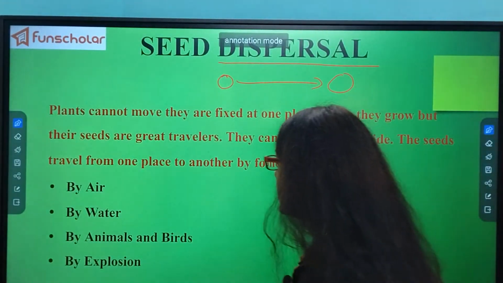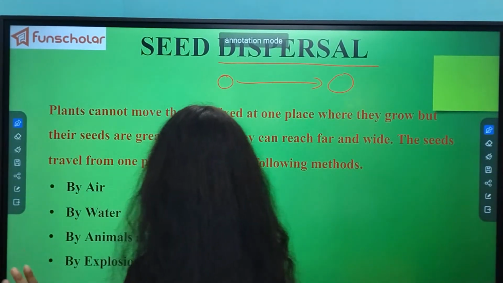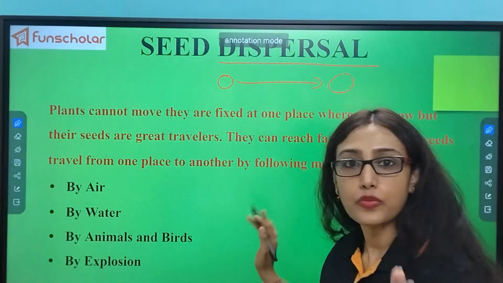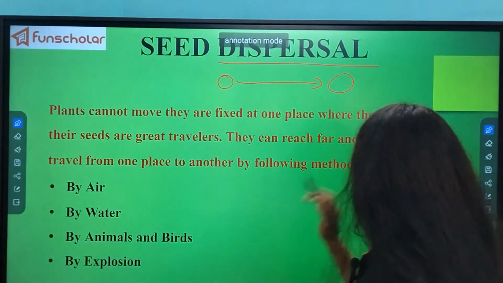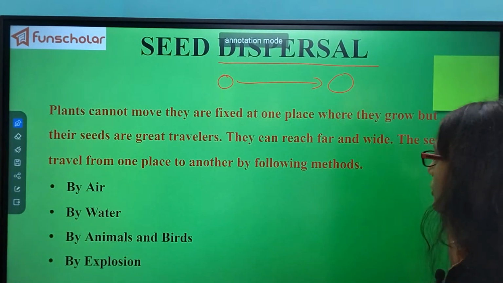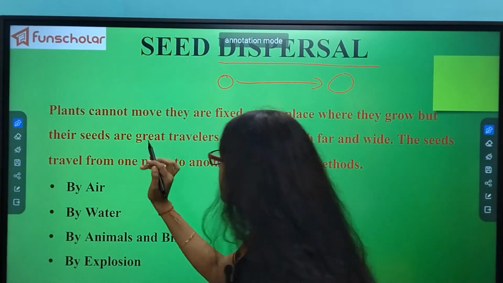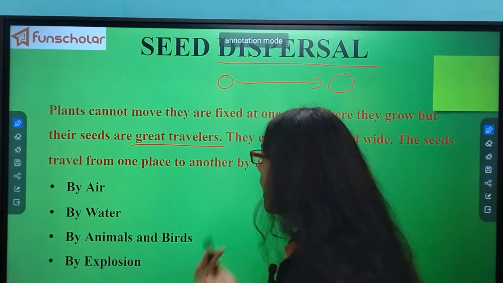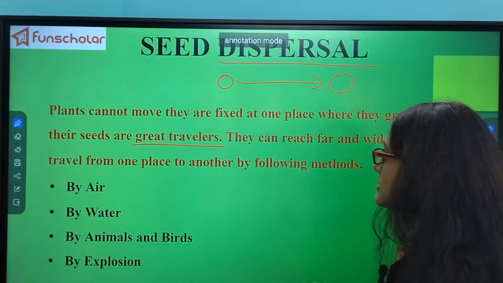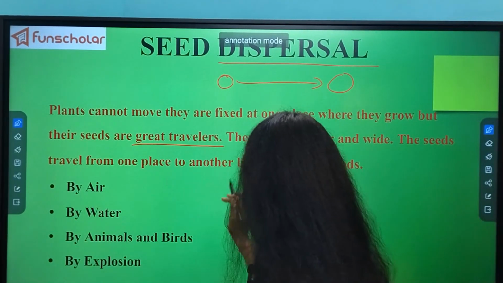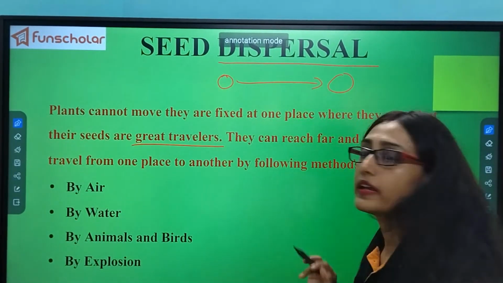So let us read. Plants cannot move as they are fixed at one place. This I have told you just now. So what happens when they grow? But their seeds are great travelers. How? They can reach far and wide. The seeds travel from one place to another by the following methods.